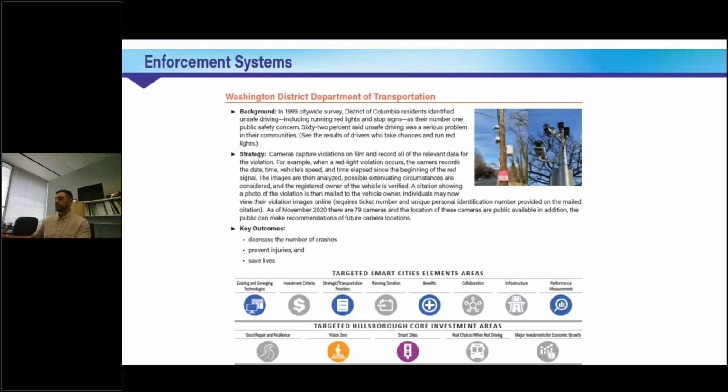In these fact sheets, or in the booklet, we included about 30 technologies and initiatives. We included case study descriptions, and at the bottom there, we included a chart showing which investment area of the long-range plan each technology can impact.